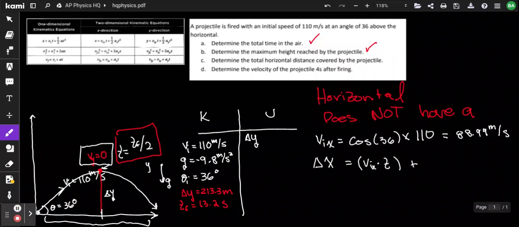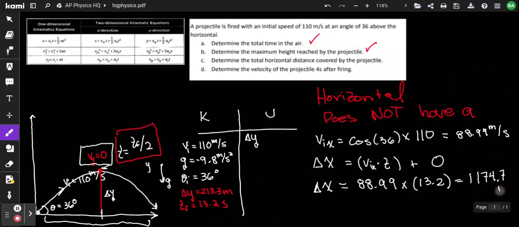plus 1/2 times acceleration times time squared. And because acceleration is 0, that entire piece of the equation becomes 0. So all we have to do is plug in delta x equals the initial x component, which is 88.99, times the total time that our ball or projectile is in the air, which is 13.2 seconds. And now we can plug that into our equation simply. And we get 1,174.7 meters.